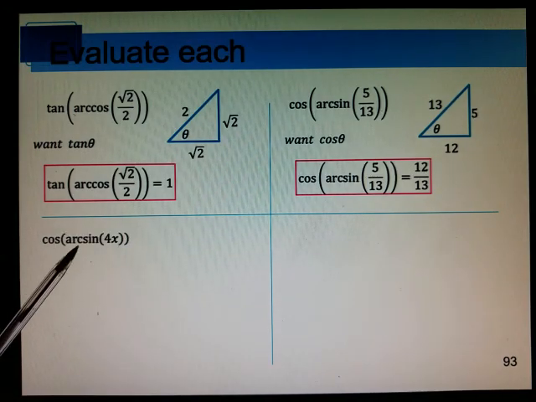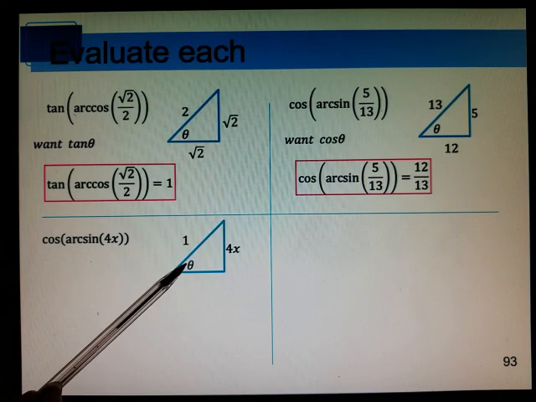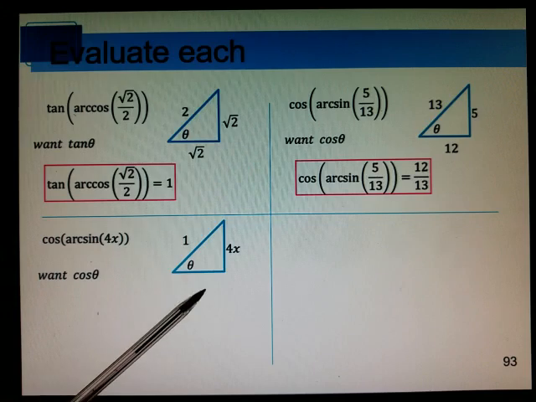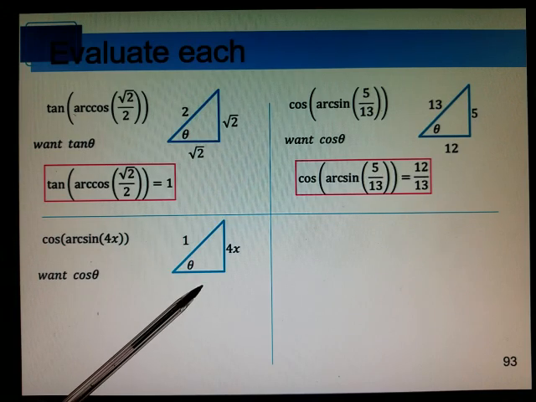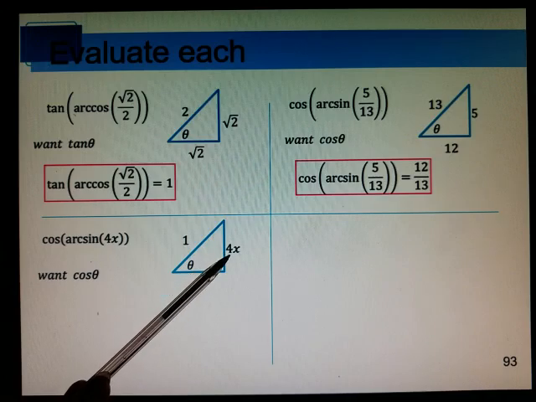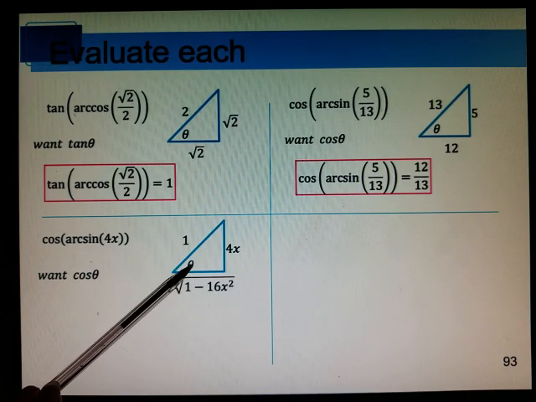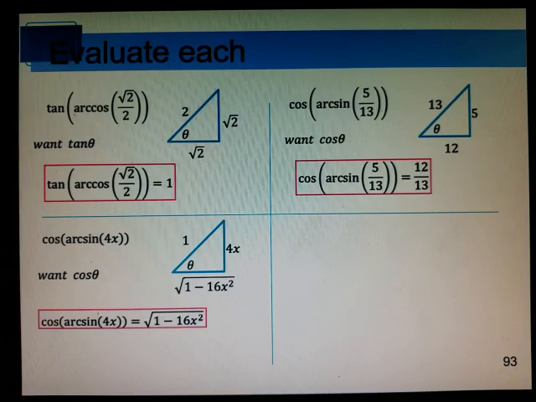Again, I want the cosine of the arc sine of 4x. This says the sine of some angle is 4x, that means 4x over 1. I want the cosine at this angle. I need this side. To get this side, it'd be the Pythagorean theorem: 1 minus the quantity 4x squared, and then the square root of that. So the cosine of that angle would be the adjacent over the hypotenuse.